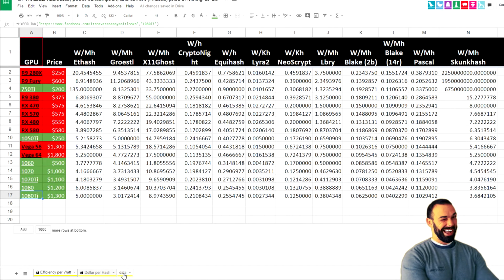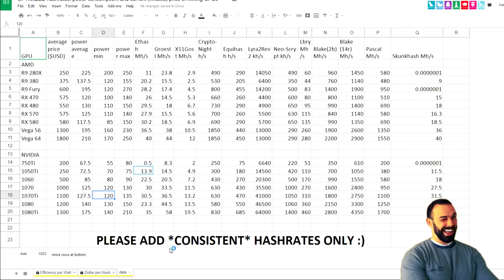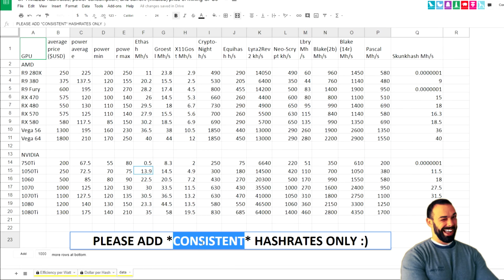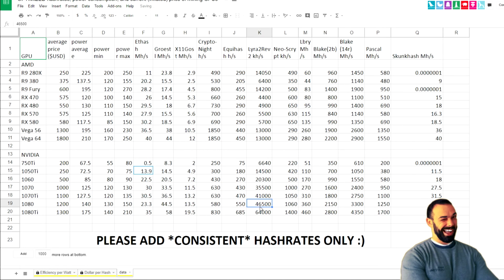Your price per watt per hash. This is the data on this third tab here. And you'll notice at the very bottom, I put a disclaimer: please add consistent hash rates only. I'll get back to that. So yeah, a little bit of a teaser there. There's something more to this.